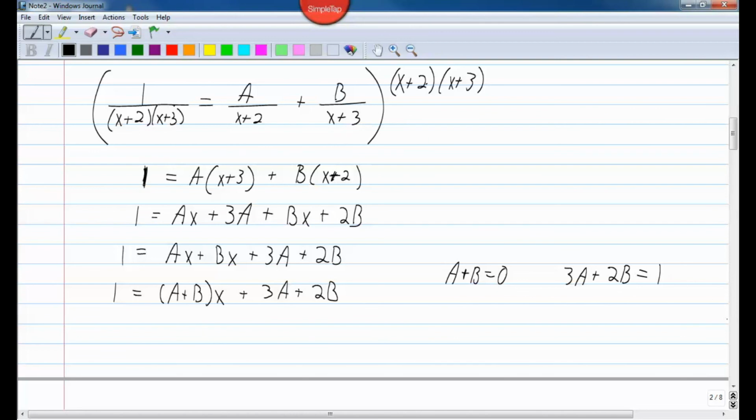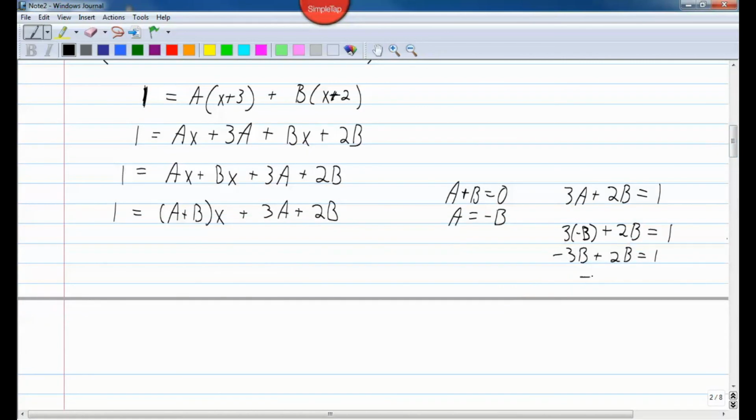Now we have a system of equations. How do you solve a system of equations? You can use substitution, you can use elimination, you can use matrices, whatever way you know how to solve. What would I suggest? On one like this, I would use substitution because we have a plus b equals 0. So a equals negative b. What does that mean? That means where I have an a, I can plug in a negative b. So 3 times negative b plus 2b equals 1. So what is that? Negative 3b plus 2b equals 1.